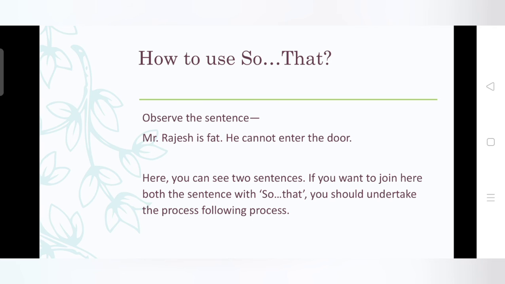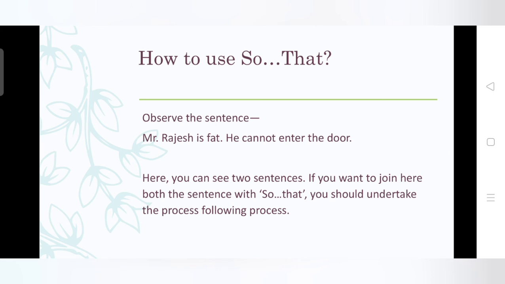Observe the sentence given here. Mr. Rajesh is fat. He cannot enter the door. Now these are the 2 sentences, and if I want to use the words so that in these sentences, how can I join both these sentences? Mr. Rajesh is fat. This is the first sentence, the FS. He cannot enter the door. This is the second sentence, the SS.